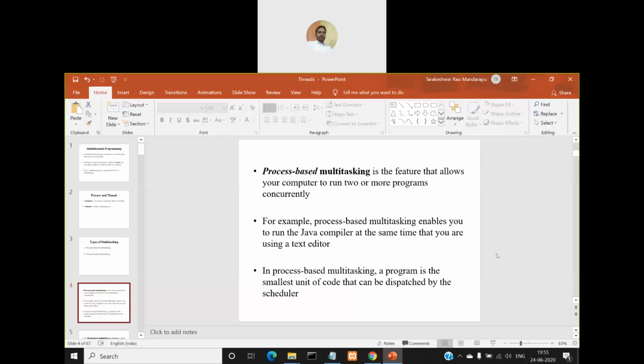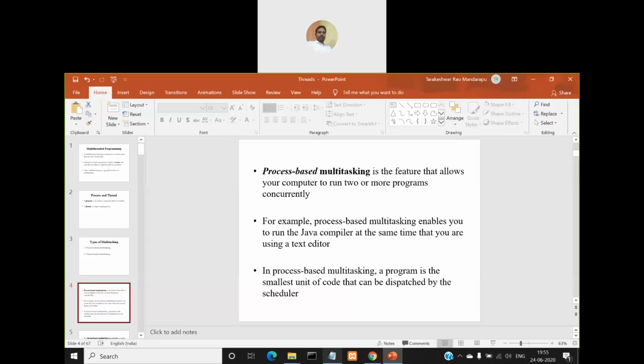If the processes are executed by sharing the resources of the computer, then we call it concurrent execution, as we discussed in the introduction. So when you say process-based multitasking, it means there will be multiple processes, all sharing these resources and executing concurrently on the computer system. For example, process-based multitasking enables you to run the Java compiler at the same time that you are using a text editor.